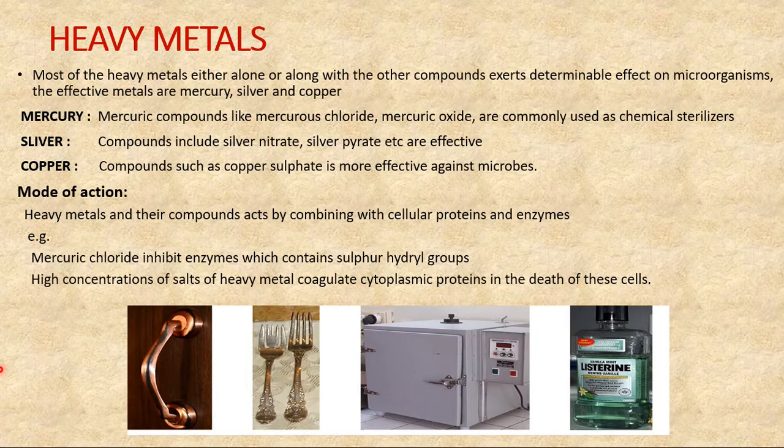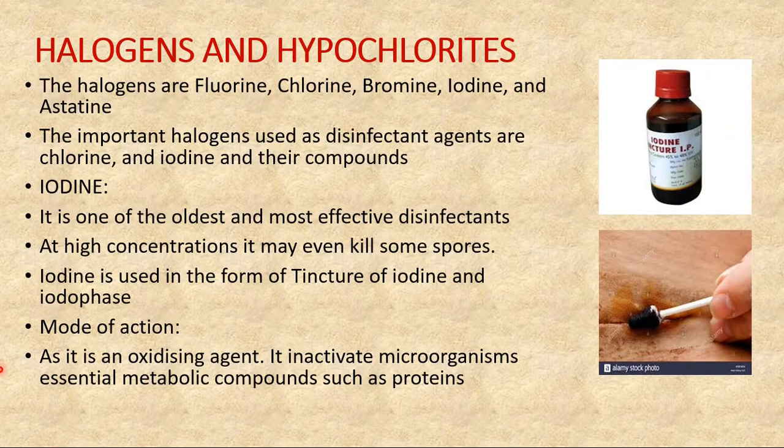Then moving to the next type of disinfectant, that is halogen and hypochlorites, which are very important when compared to the others. The halogens are, for example, fluorine, chlorine, bromine, iodine, and astatine. The important halogens used as disinfectant agents are mainly chlorine and iodine. So this is an example of iodine.